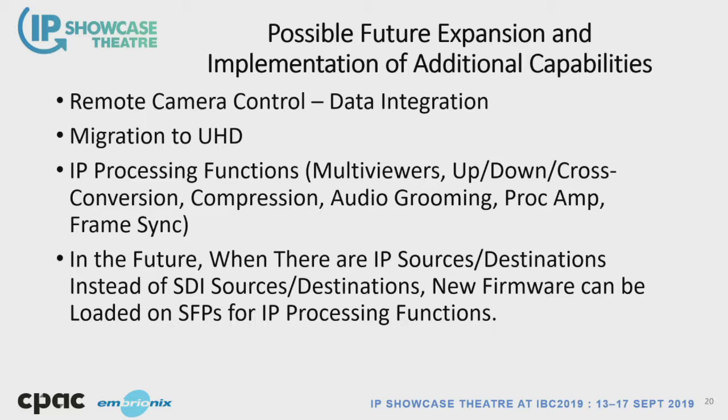Could migrate to UHD. They could implement more IP processing functions on SFPs, so multi-viewers, up-down cross-conversion, compression, audio grooming, proc amp, frame sync could be added on SFPs. And in the future, when there are IP sources and destinations instead of SDI sources, just new firmware could be installed on the SFPs, and they're no longer gateways. They can do IP processing functions on the system.